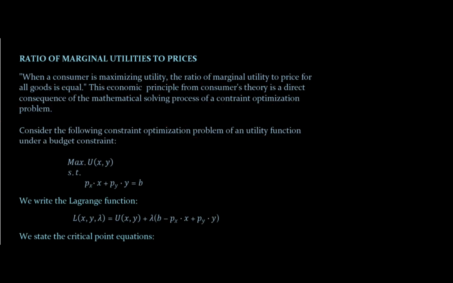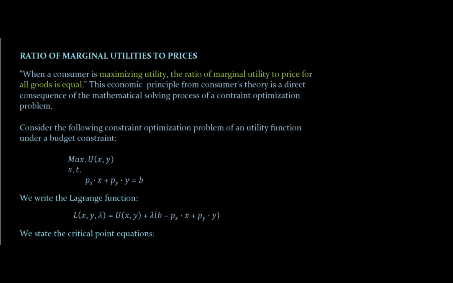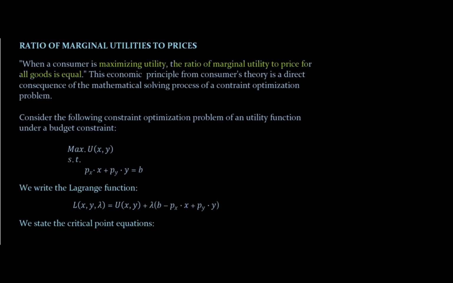Let's focus on the economic interpretation of this constraint optimization problem. In economic theory, there's the following principle. When a consumer is maximizing utility, the ratio of marginal utility to price for all goods is equal. This economic principle from consumer theory is a direct consequence of the mathematical solving process of a constraint optimization problem. Let's state it, and let's prove the economic formula that's usually used.